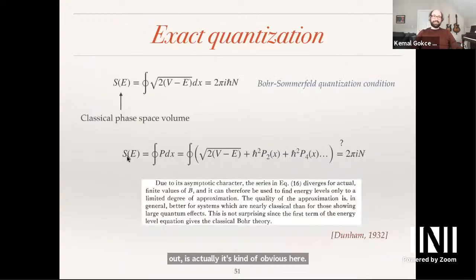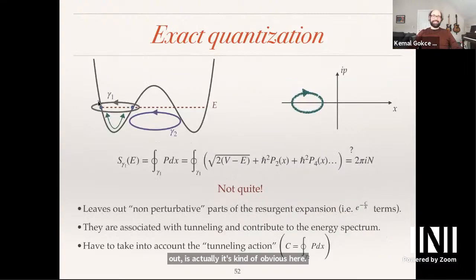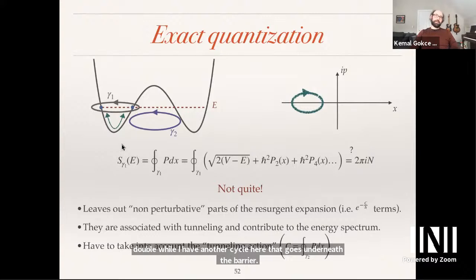What it leaves out is kind of obvious here. I didn't have a subscript here. You generally have other cycles that enter into the problem. For instance, for my double well, I have another cycle here that goes underneath the barrier, gamma 2. Then you can say, well, the action corresponding to the allowed region is quantized and so on, but then you're forgetting this part.